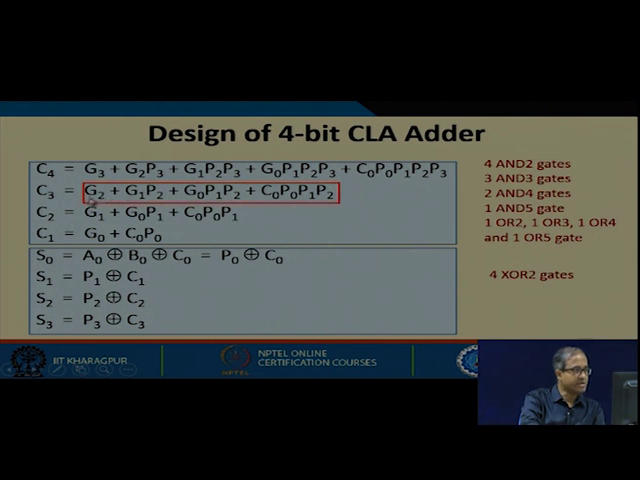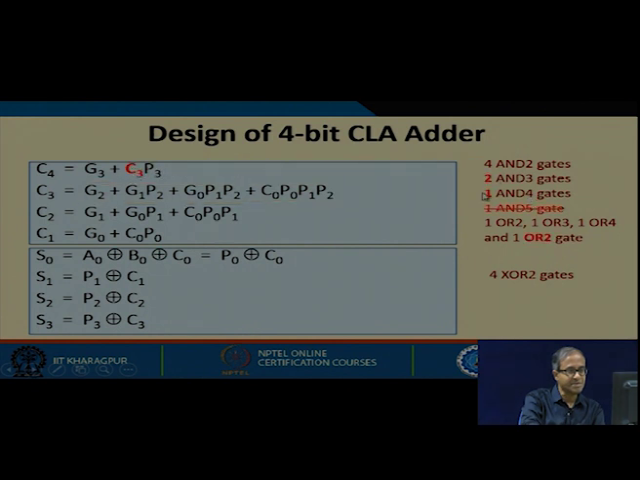You just look at one thing: this sub expression G2, G1, P2 is appearing here also. If you take P3 common from these 4 terms, you will see that this same sub expression is appearing: G2, G1, P2, G0, P1, P2, C0, P0, P1, P2. So, if you substitute C3 here, this expression gets simplified to C3, P3. And if you do this simplification, the advantage you gain is that, here you needed 3 and 3 gates and 2 and 4 gates. Here the number of gates is reducing.